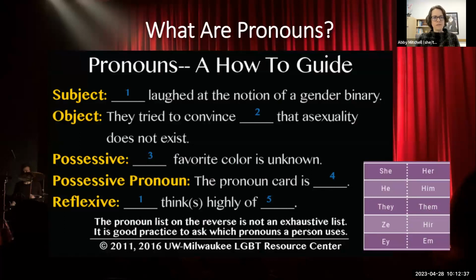So you can see here, pronouns can be used in a variety of different ways: as a subject, as an object, possessive, possessive pronoun, or reflexive. So I want you to take just a minute and look and see, okay, if you're using, say, they, them, how might you fill these in?